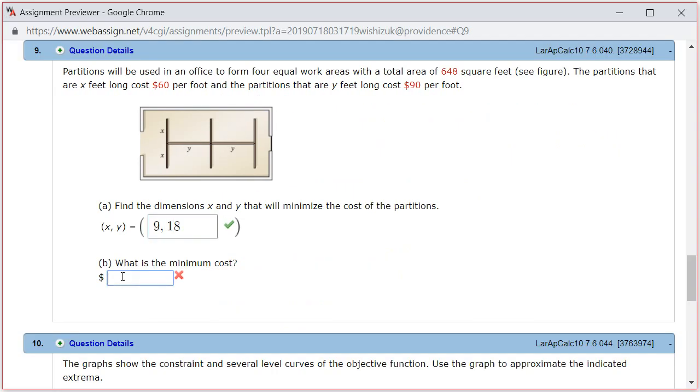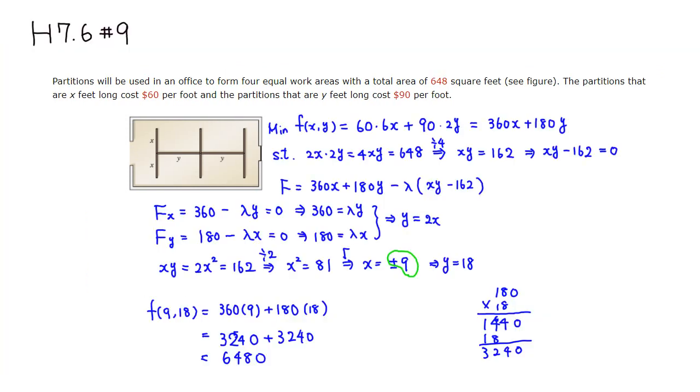So the minimum cost is $6,480. Let's check the answer. I came back and it looks like we got part B correctly as well. That's it. I hope that this was clear.